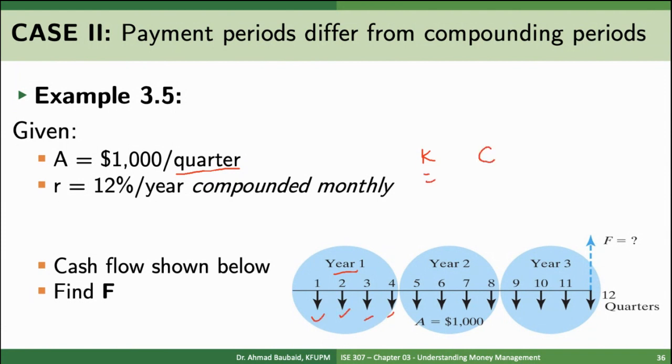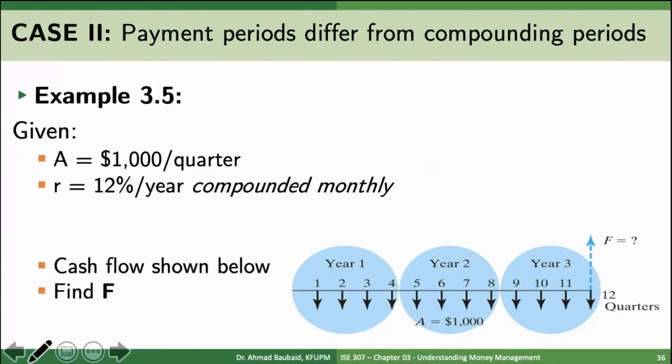C, remember, the way to remember this, C stands for compounding. So C is how frequently the interest is applied. And up to this point, I didn't say anything about the interest yet. I just said you have $1,000 paid in each quarter. So you do it 4 times a year. So K is equal to 4. Okay?